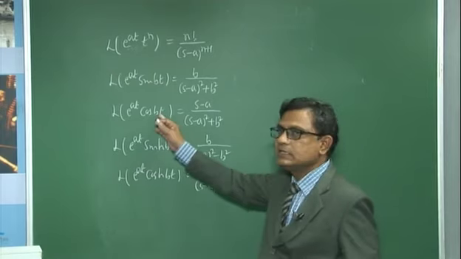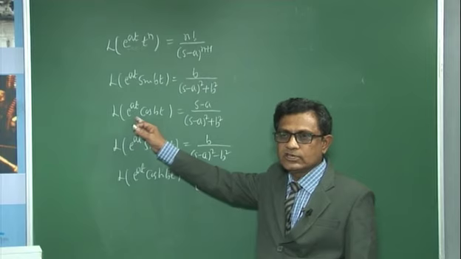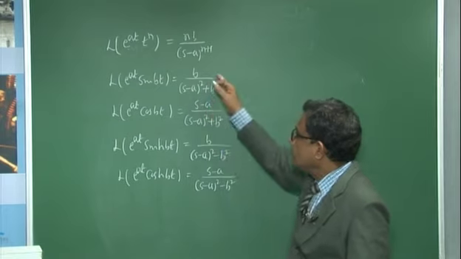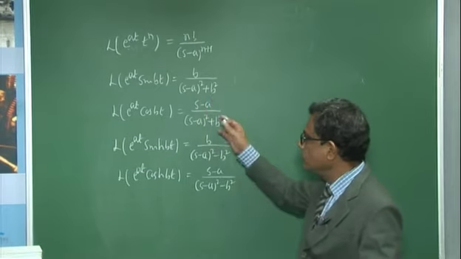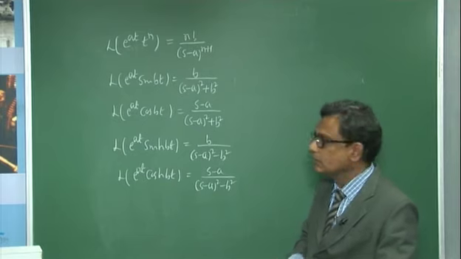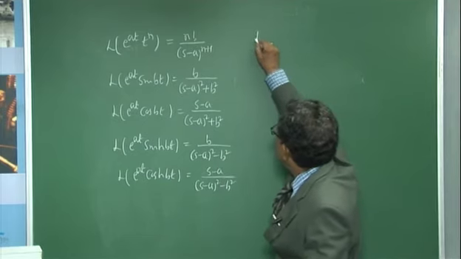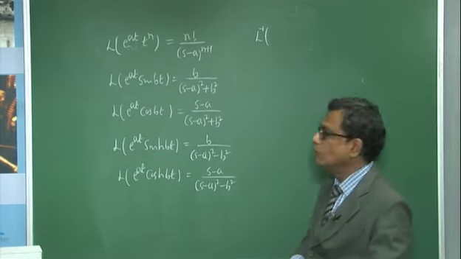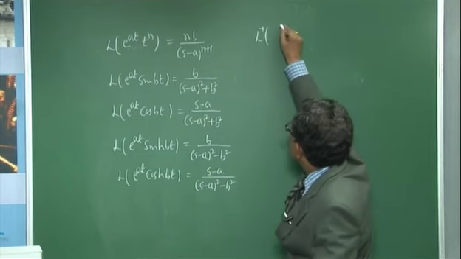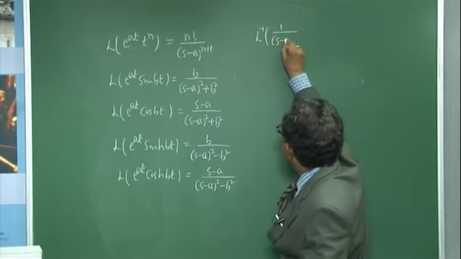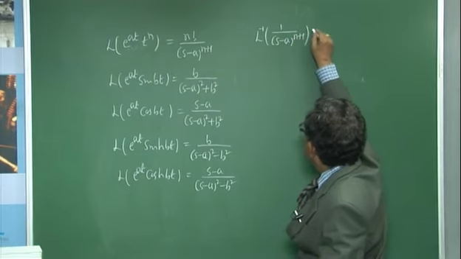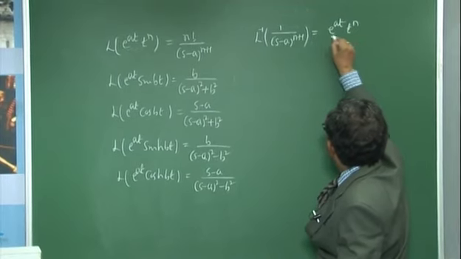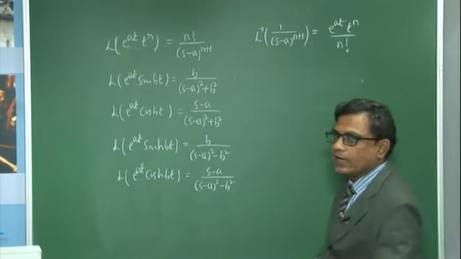When the function is multiplied by the exponential function, that is one of the properties, the first shifting property. Now, by using the first shifting property, we have the 5 standard formulas. From this one, we can easily write the inverse Laplace transform formulas. This is L inverse of 1 divided by (s minus a) whole to the power of n plus 1 is e raised to at t raised to n divided by n factorial.